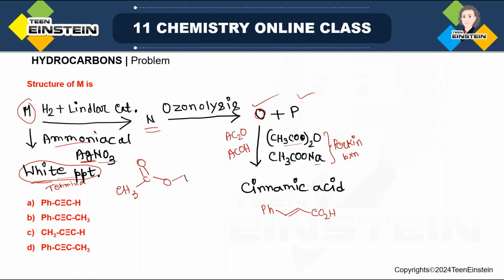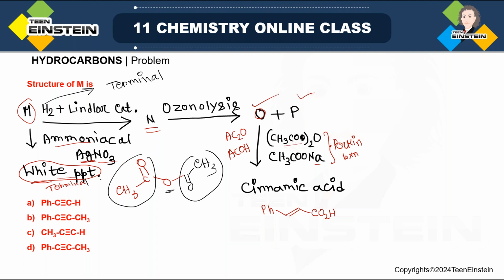(CH3CO)2O: it is CH3CO, CH3CO, and in between there is one oxygen. This is the actual structure of acetic anhydride, or Ac2O. Now what I am saying is that this must be terminal. That means it must be a terminal alkyne.